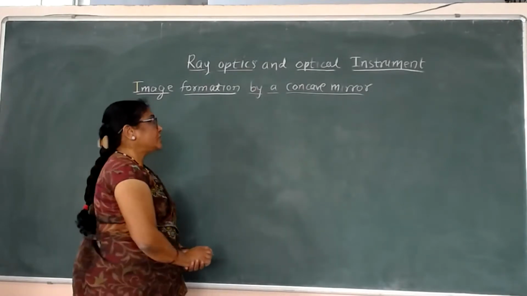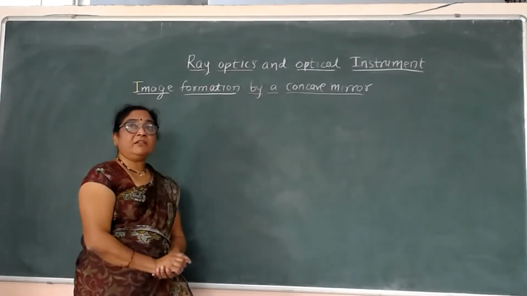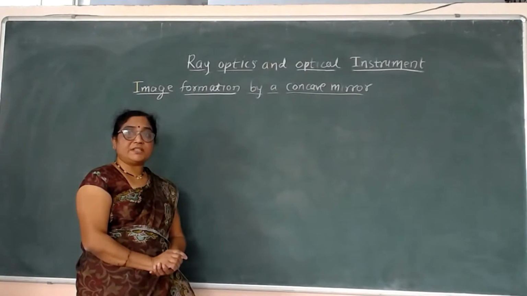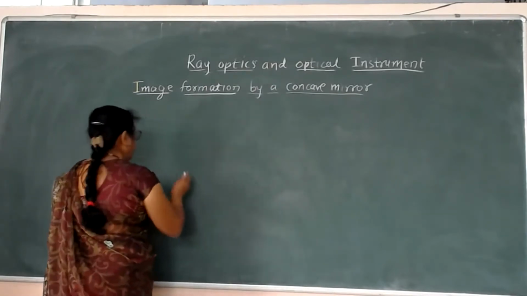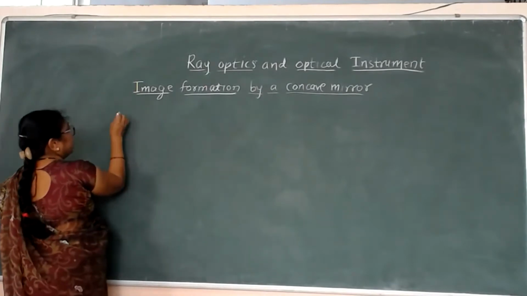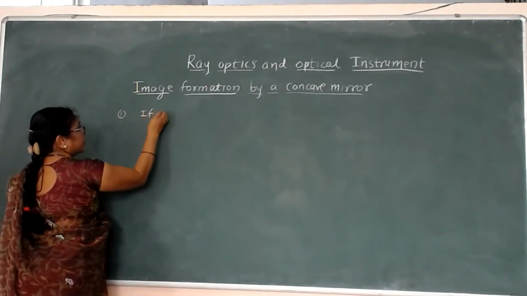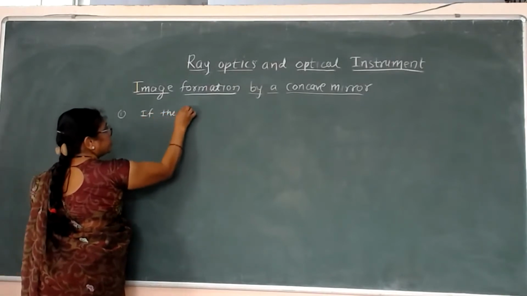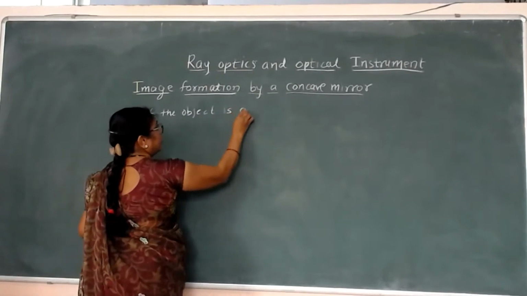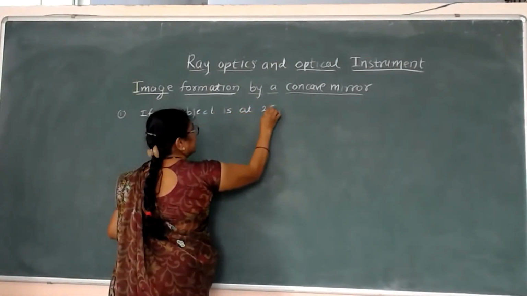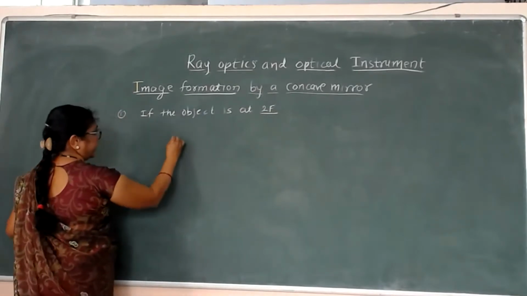Then here, what is the image formation due to the concave mirror? It means when the position of the object changes, the image also changes. In the last class we studied that. If the object is at 2F, meaning at the center of curvature, so now let us draw the ray diagram.